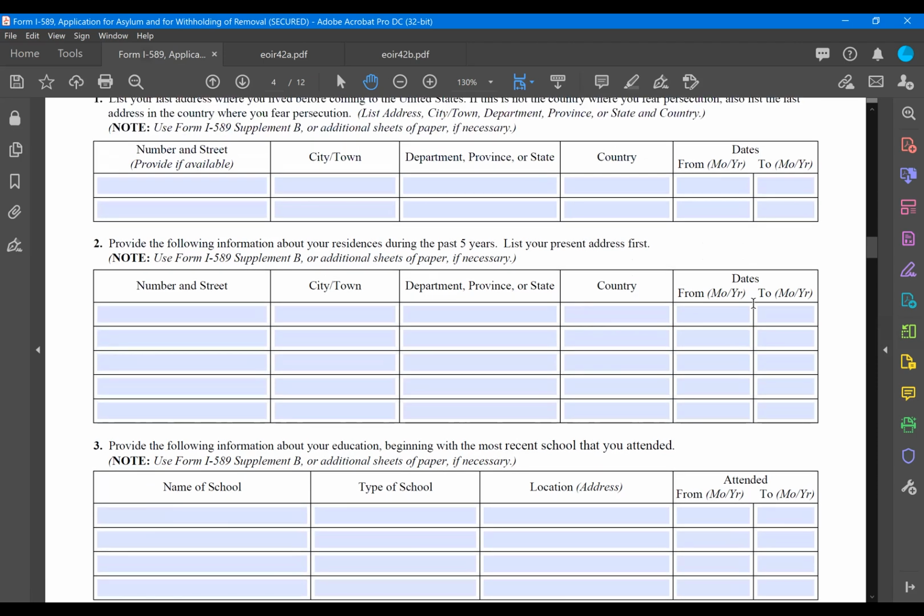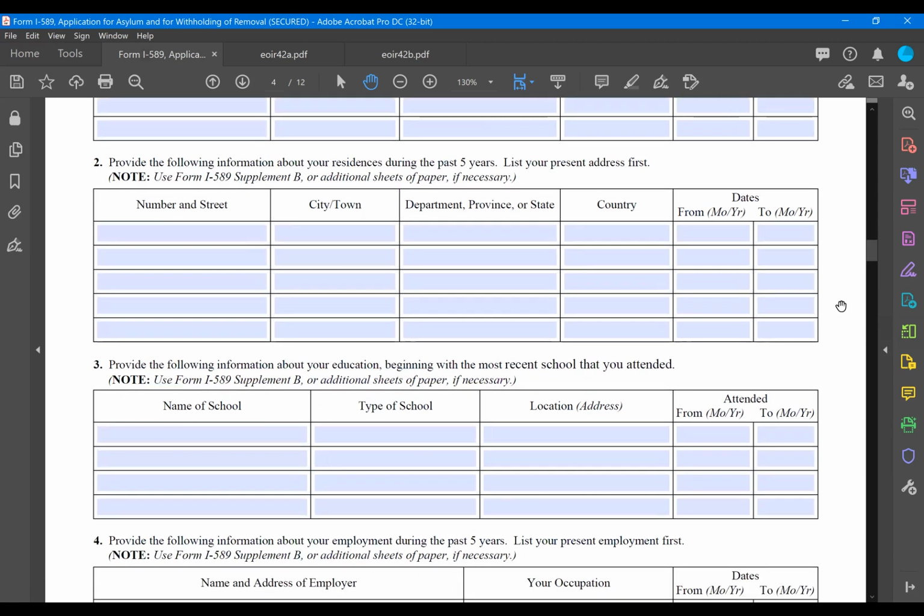Again, there aren't that many lines here. I mean, there's 5 lines. Some people have moved around a lot, especially if they were really in danger in their home country and had to flee to different parts. So you may need an addendum to list out. And let me say this.